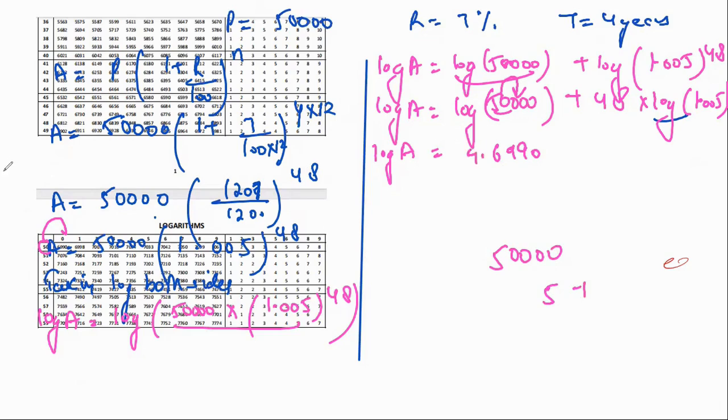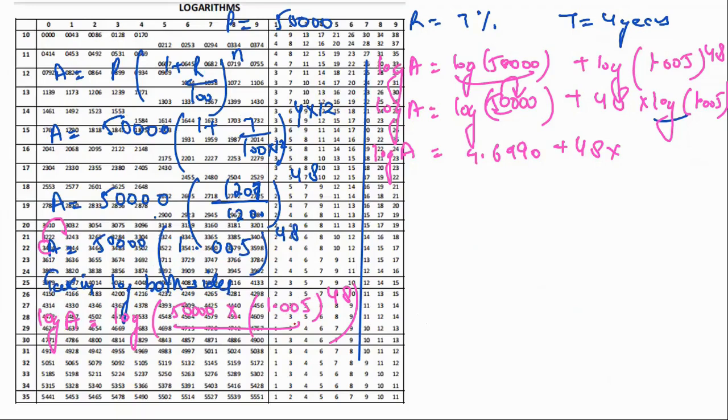It becomes 4.6990. Then we'll find the value of log 1.005. For that we see the row 10, 0th column, with 5 as the mean difference. So let's move towards the log table. So the 10th row, 0th column is 0, and the mean difference that we have for 5 is 21.